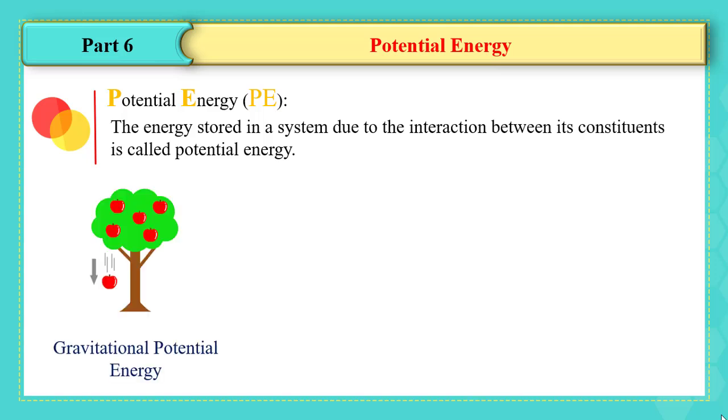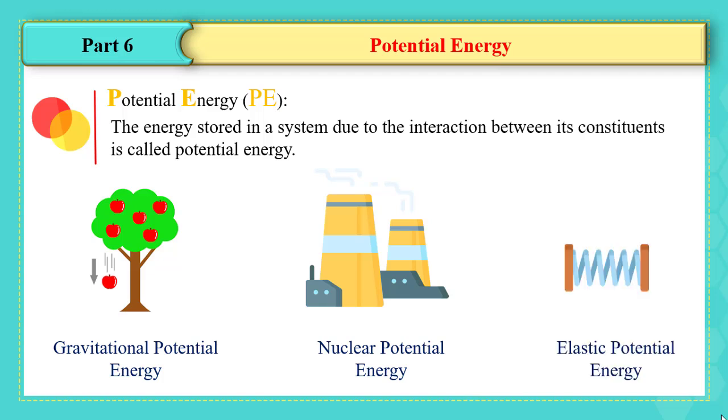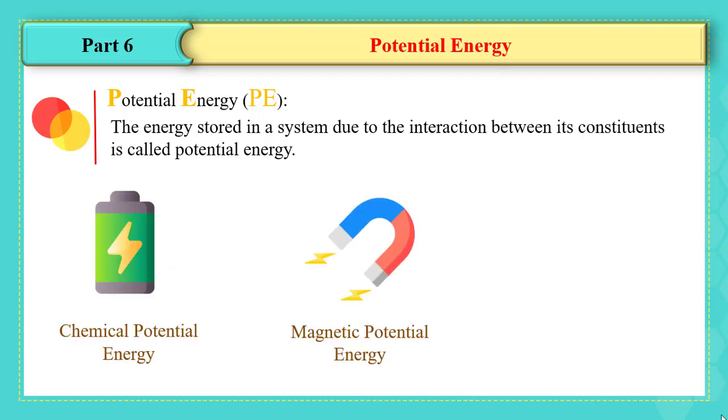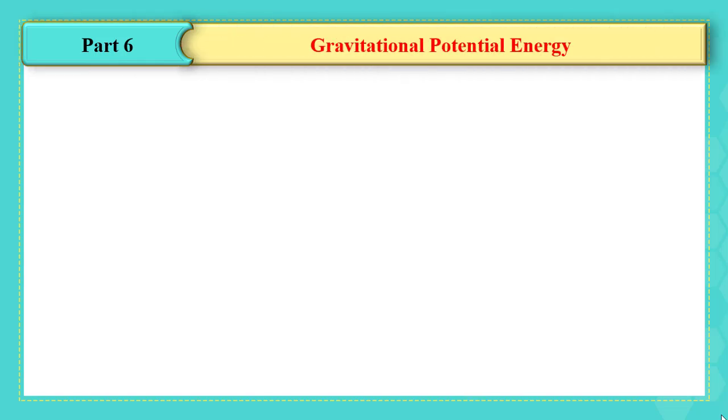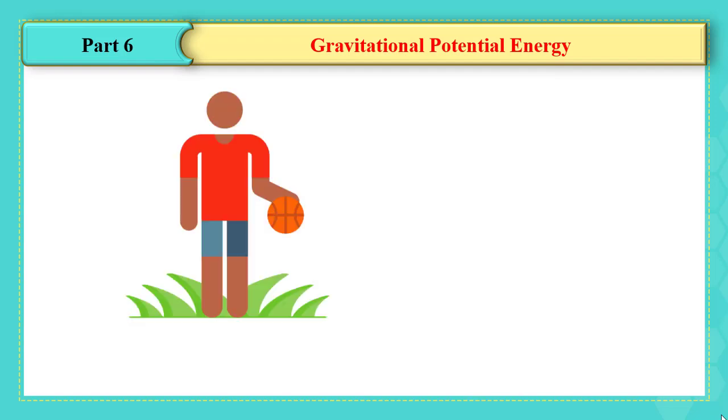There are many forms of potential energy, such as gravitational potential energy, nuclear potential energy, elastic, chemical, magnetic, and electric potential energy. In this chapter, we will discuss the gravitational potential energy only. To understand this form of energy, let's think of this situation. If we now raise the ball to a certain height and release it, what may happen? It starts falling downwards from the height h above ground.